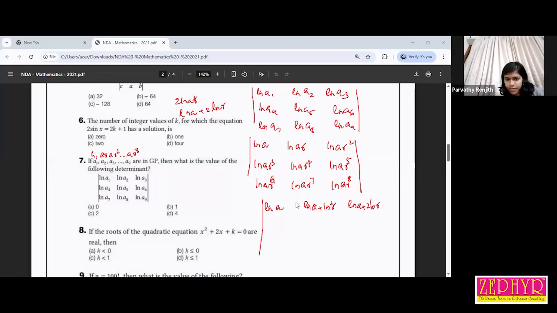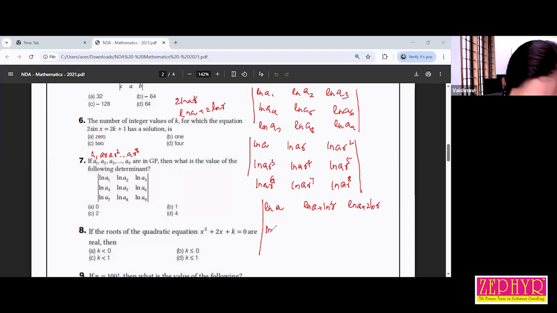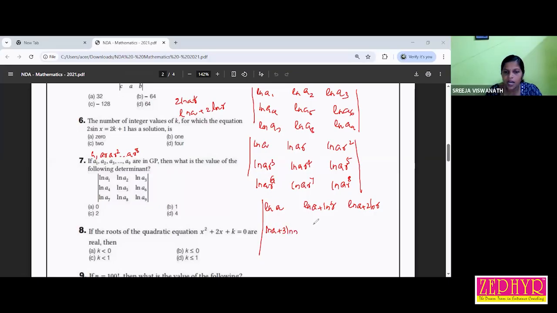Yes, miss. Yeah, like that. What is the second row? Log A plus 3 log R. Correct. Log A plus 3 log R. Here, log A plus 4 log R. Log A plus 5 log R. Here, log A plus 6 log R. Log A plus 7 log R. Log A plus 8 log R.